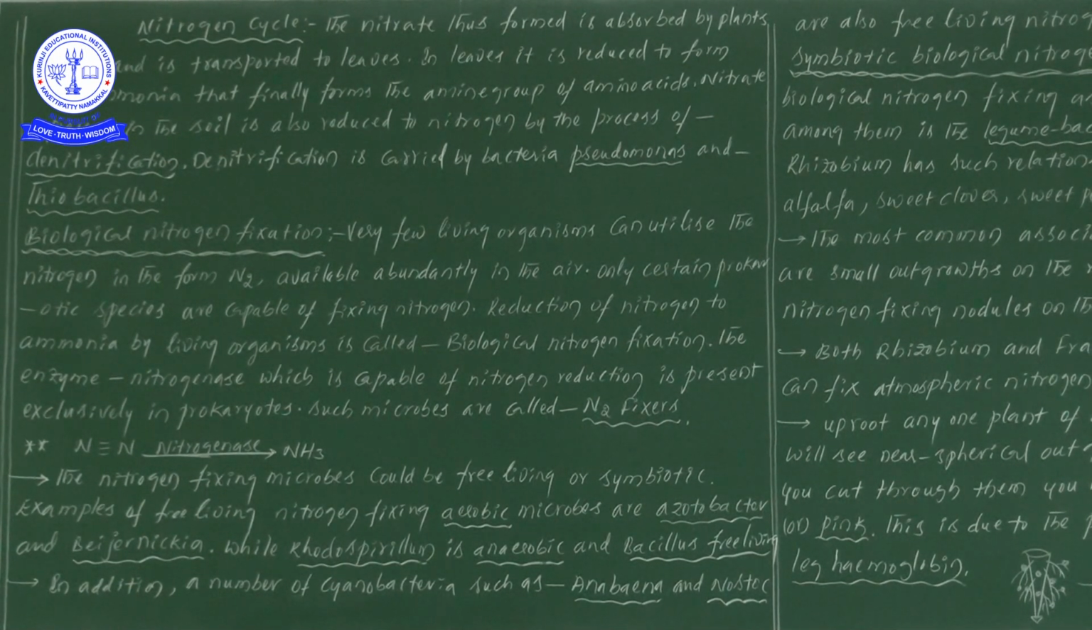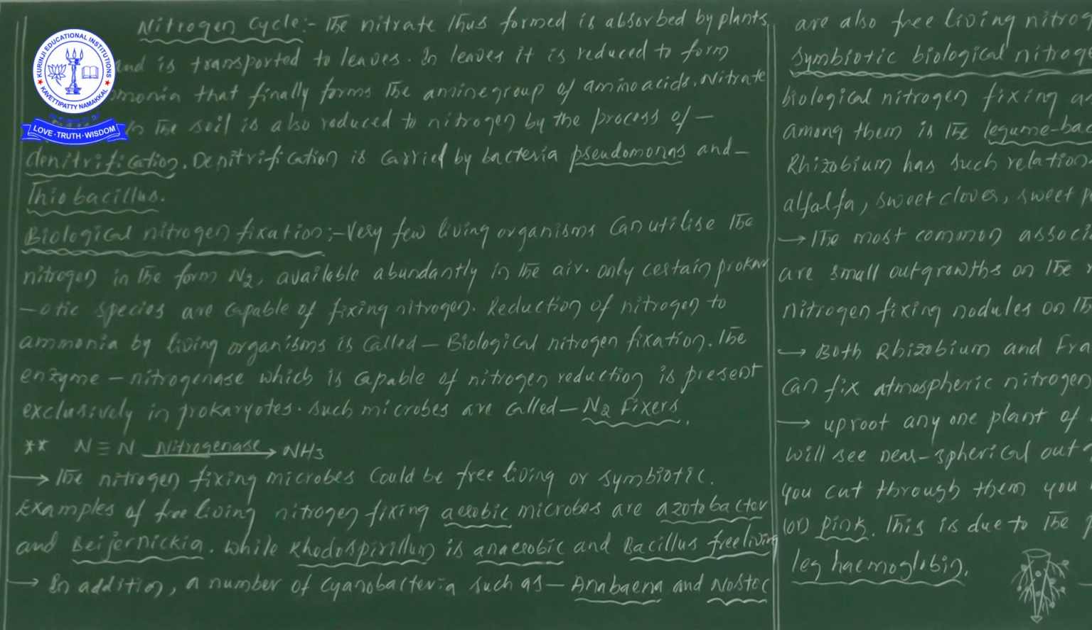One more time: ammonia changes to nitrite, later to nitrate, and enters the plants, and in the leaf of the plants it is again converted into ammonia. Why is ammonia formed here? This ammonia helps to form the amino group. So for the formation of amino acids, the amino group is formed from the ammonia. So this is the point.